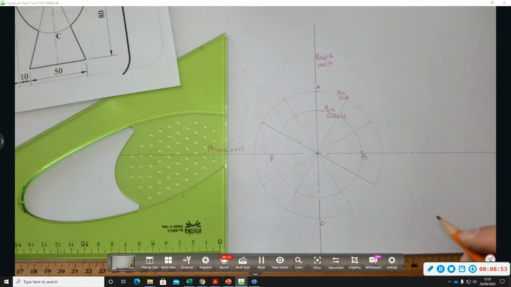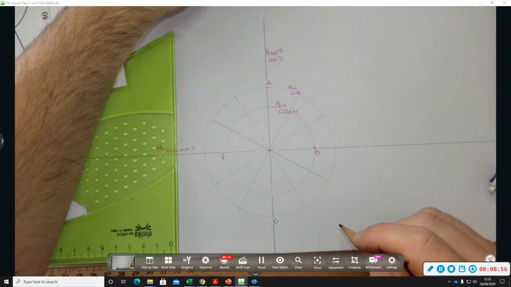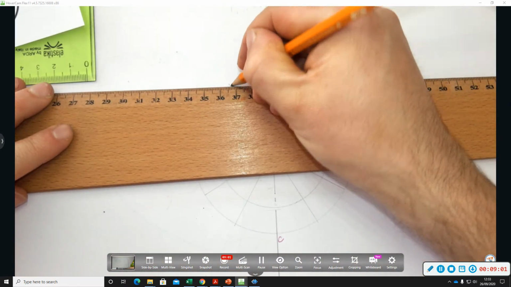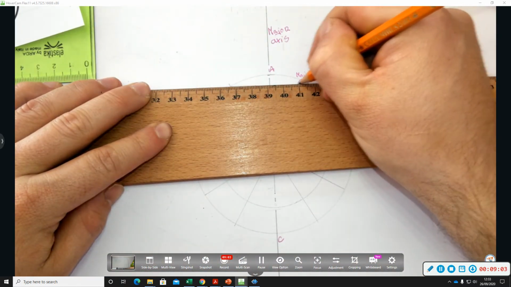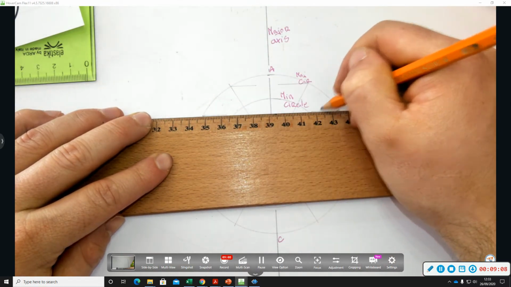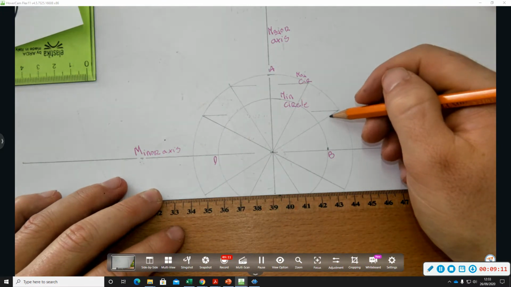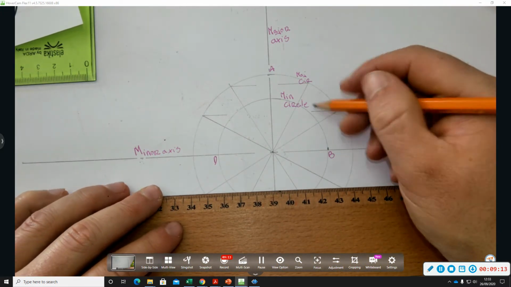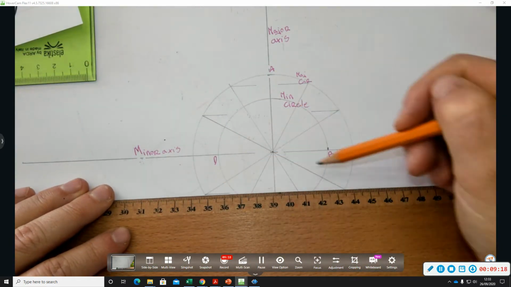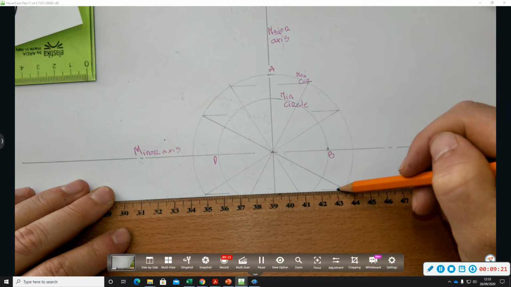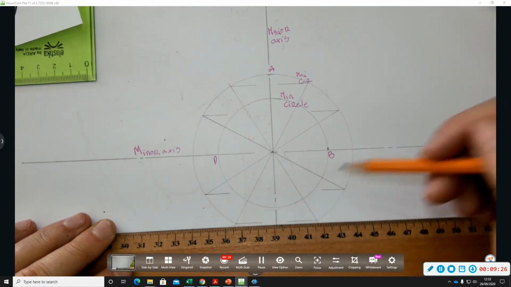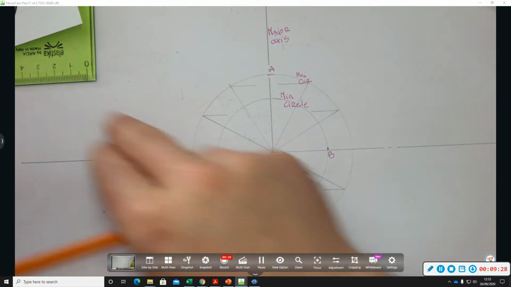Now, where the division lines hit the major circle, we're going parallel to the minor axis towards the major axis, going inwards. So that's what I've drawn in there.